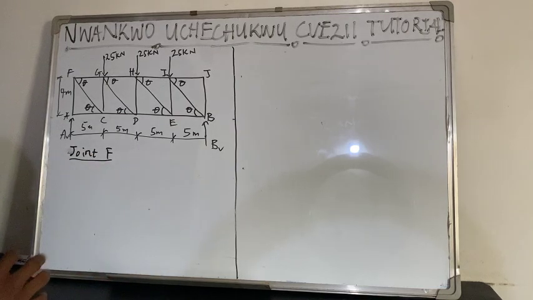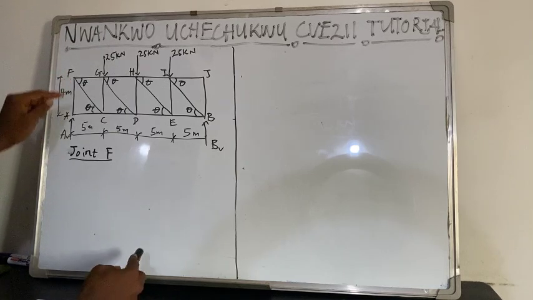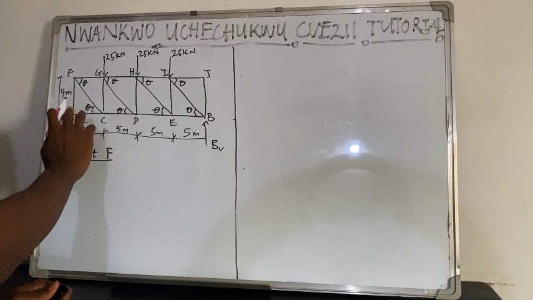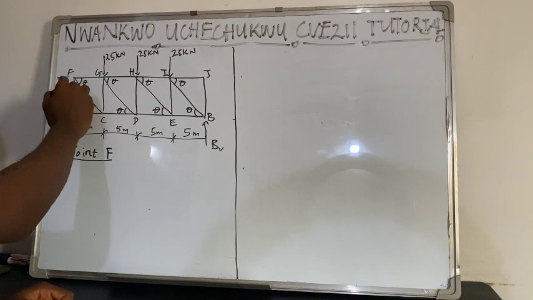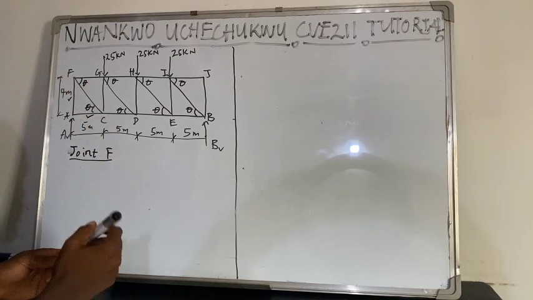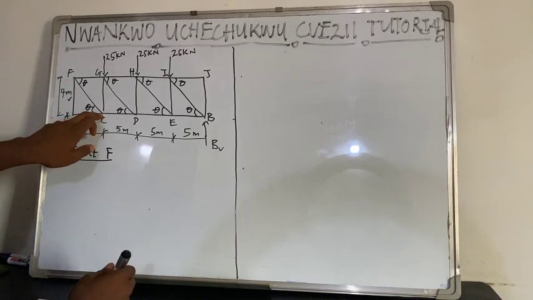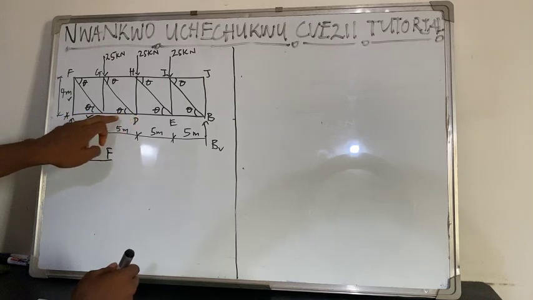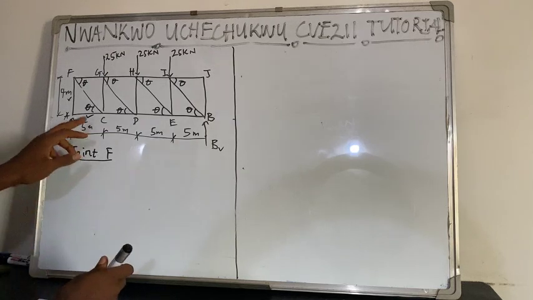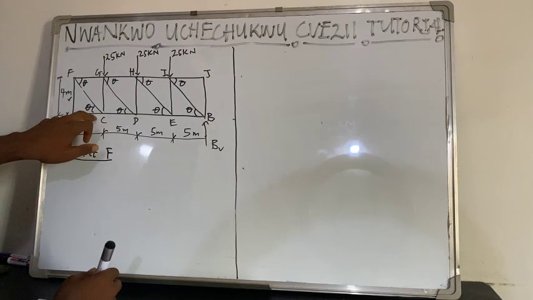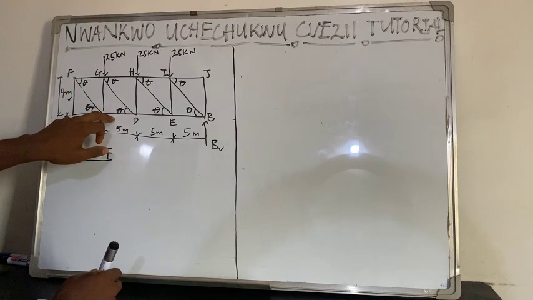Now there's something important about choosing the next joint to work on. The reason I went to joint F is that we found this and we found this from our previous question. Now, if I come to joint C, all the members entering joint C, I have 1, 2, 3, 4. I have 4 members, and out of these 4 members, I found just one of them. 3 are unknown, which means I need 3 equations.